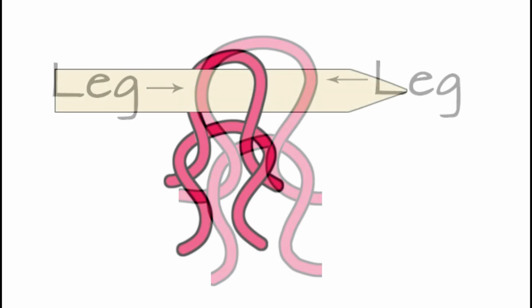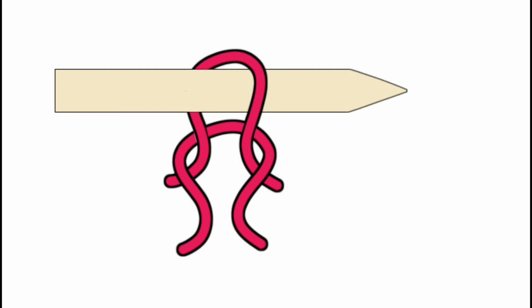If your knitting needle went from front to back through this loop, it would look like this. The leg on the right is called the right leg, and the leg on the left is called the left leg. So you can see that when the needle goes front to back through the stitch, the right leg is in front and the left leg is behind.